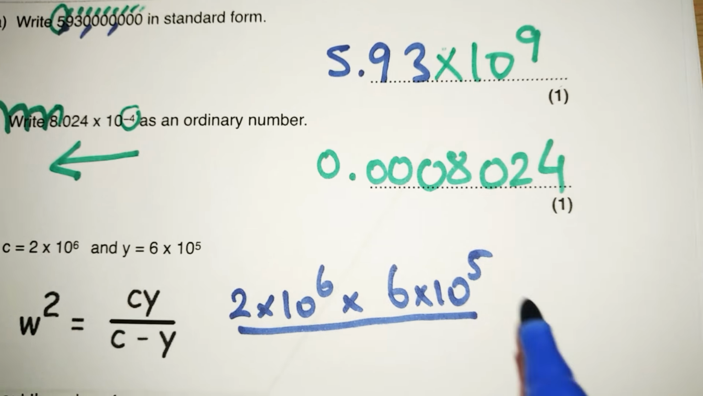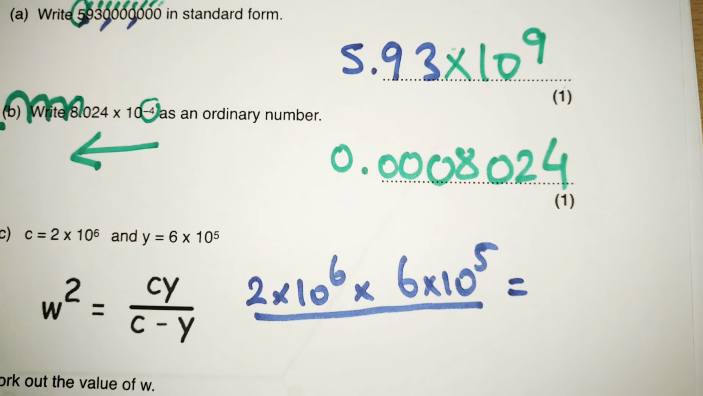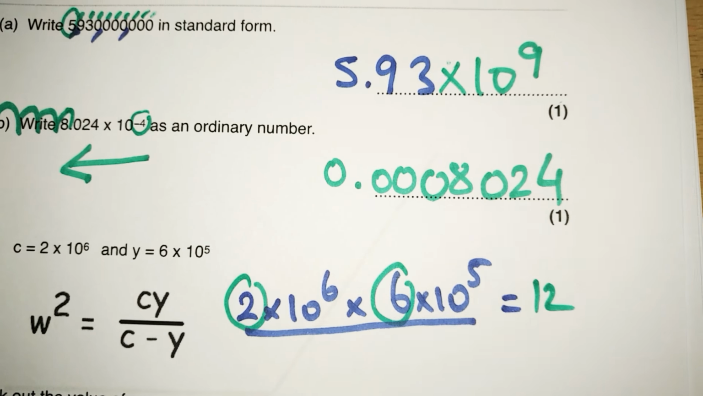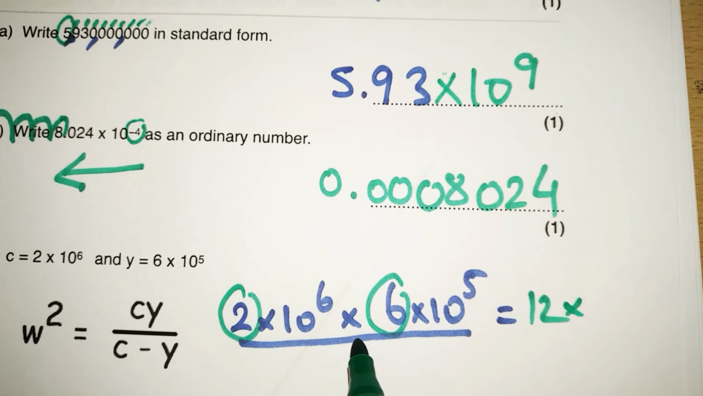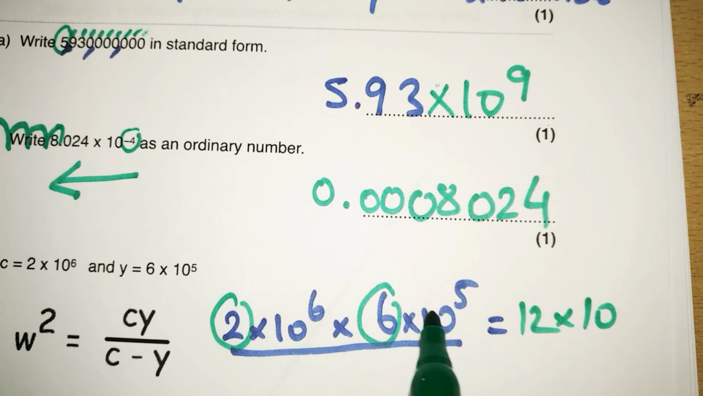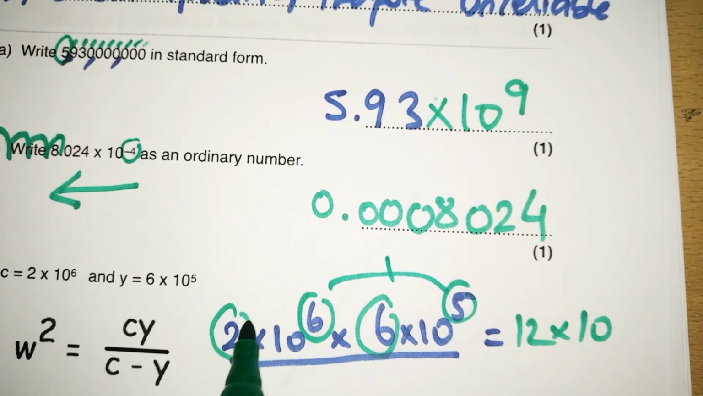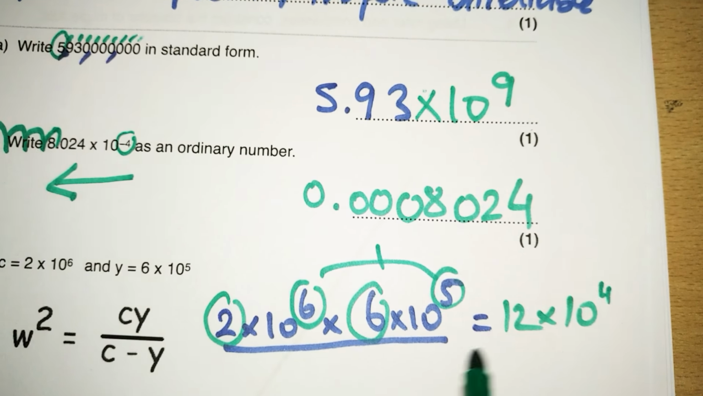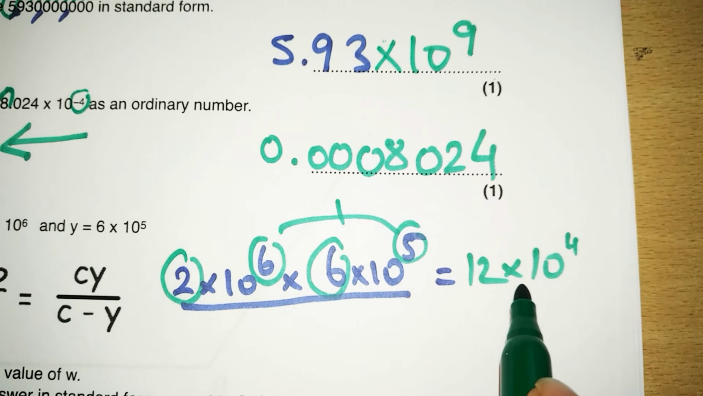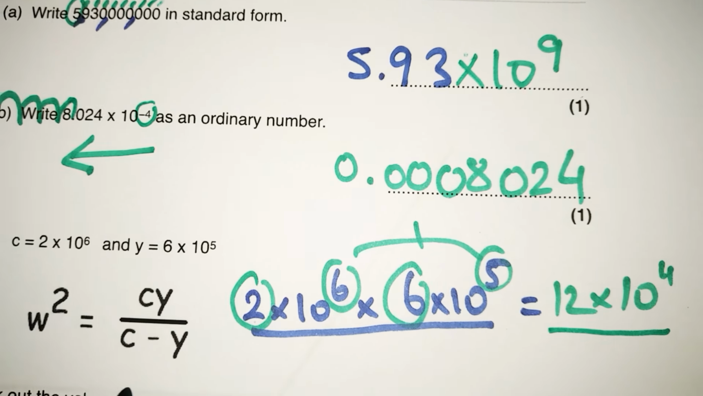So first of all, let me help you with this part. Numbers by numbers and powers by powers. So 6 times 2 is 12, and then times 10 to the power of what? Because when you multiply, remember, you need to add the powers. So 6 plus 5 is 11. So the numerator will be 12 times 10 to the power of 11, divided by c minus y.